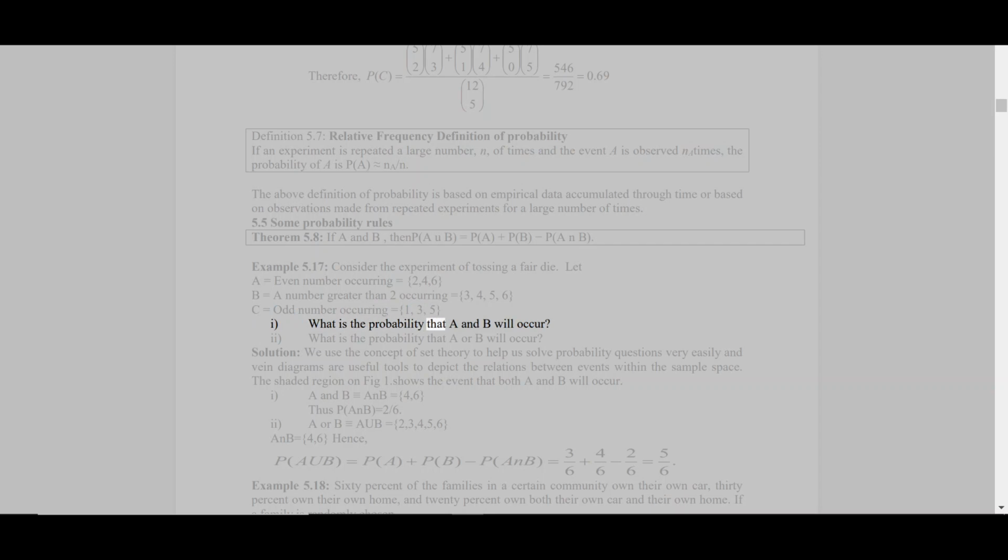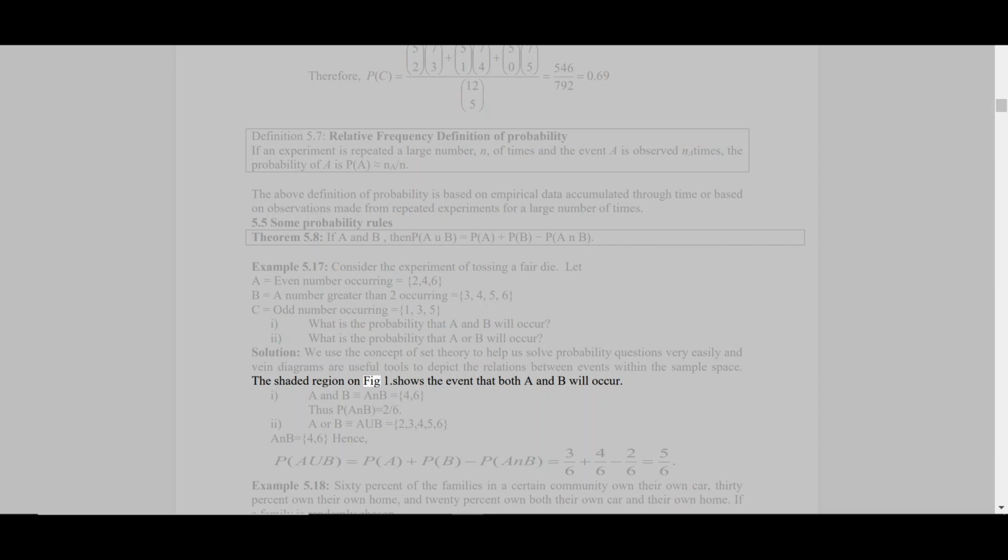1. What is the probability that A and B will occur? 2. What is the probability that A or B will occur? Solution. We use the concept of set theory to help us solve probability questions very easily, and Venn diagrams are useful tools to depict the relations between events within the sample space.